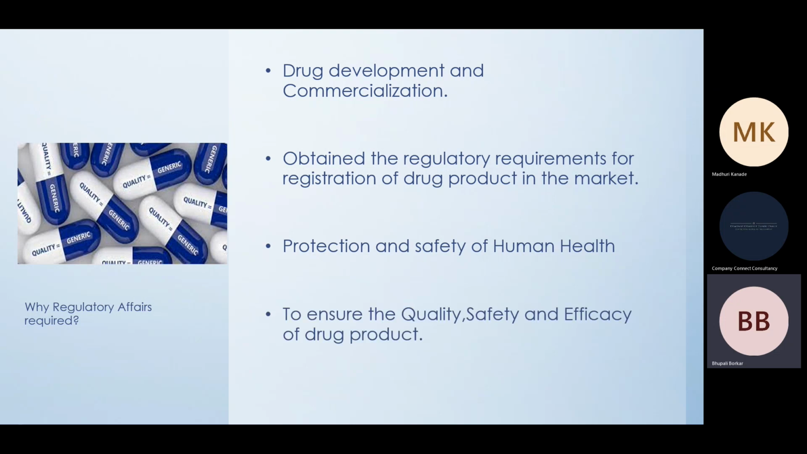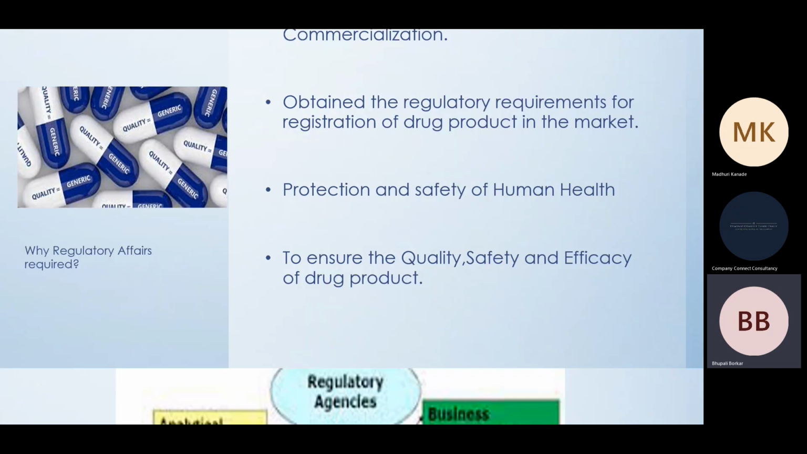The second best thing is the quality, safety, and efficacy of the product. How much efficacy does that product have, what are its qualities, what is the safety, how safe is it for the people. So these are the basic points which are taken into consideration by the authority for registration of a product. So this is why we require a regulatory authority. The main point is the protection and safety of human health, and the quality, safety, and efficacy of the product. The secondary reasons are commercialization, development, and lastly comes the registration of the drug product.